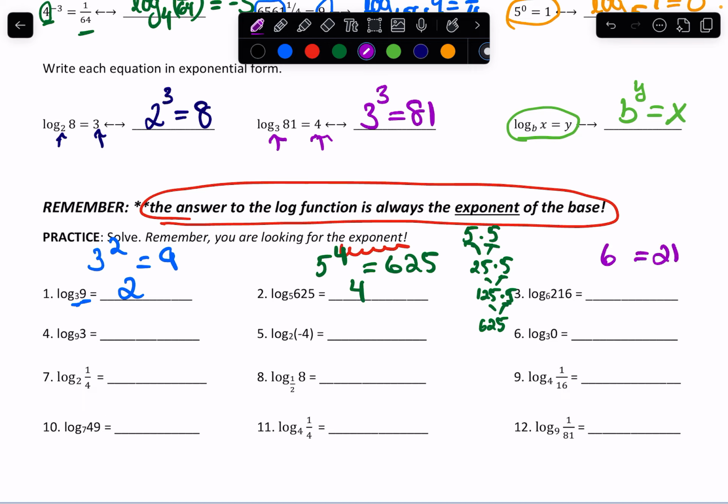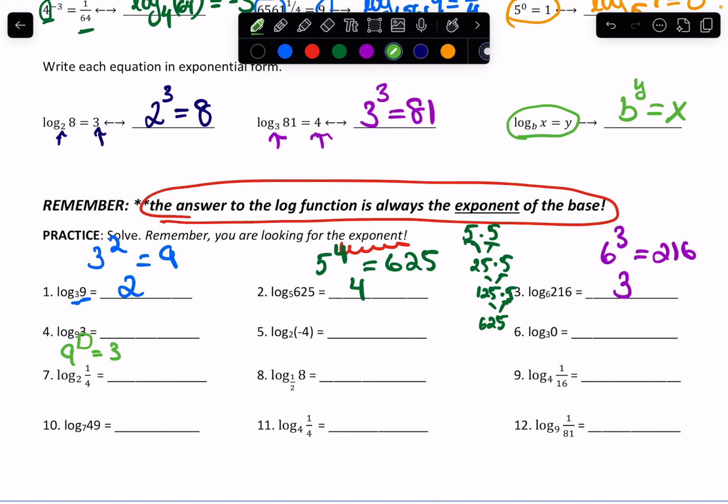Okay, number 4. Now, 9 is the base and 3 is the argument. So what is the exponent of 9 that we get 3? Well, if we do square root of 9, that would be 3. Square root, remember, we can rewrite it as to the power of half. So our answer for this one is a half.